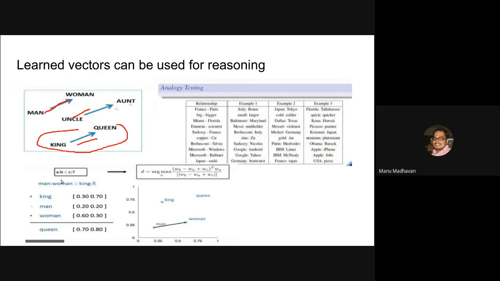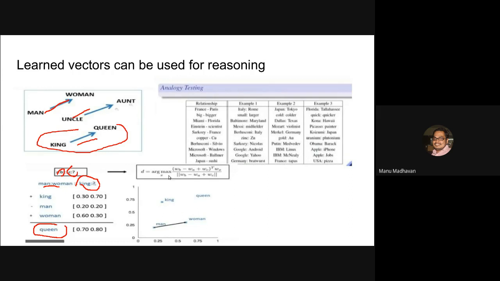Suppose A is to B, then C is to D, and you have to predict D. For example, man and woman, so what could be the king's counterpart? If you know the vector representations of man, king, and woman, what could be the prediction? You can easily predict it as queen.